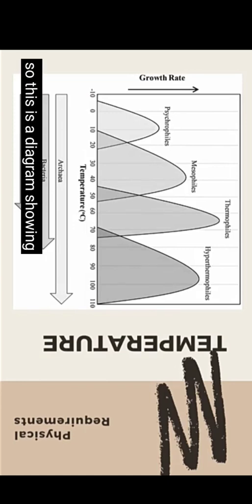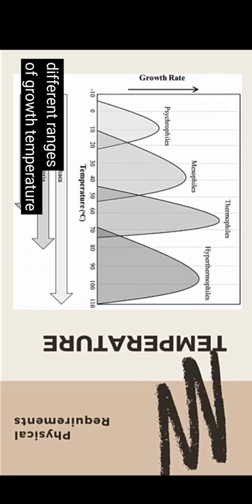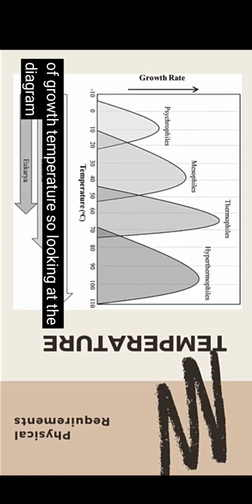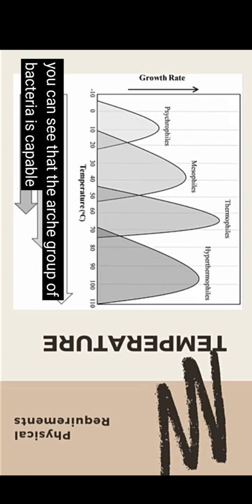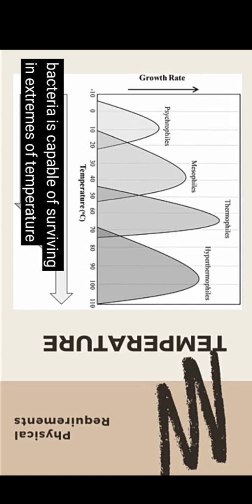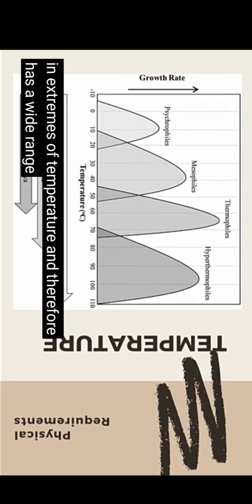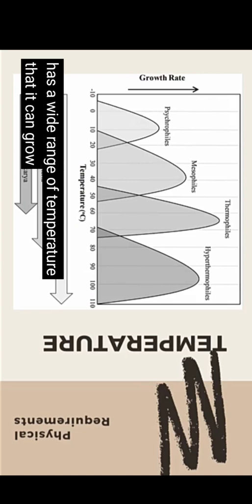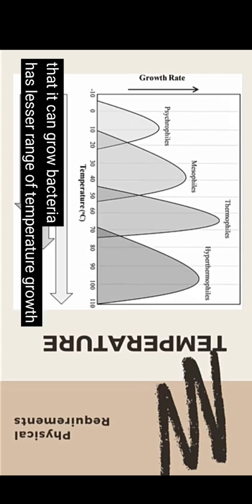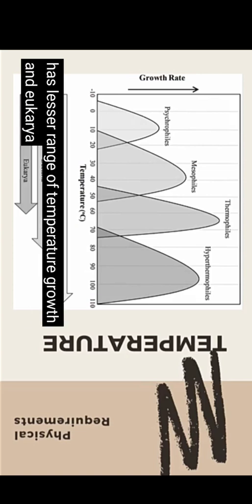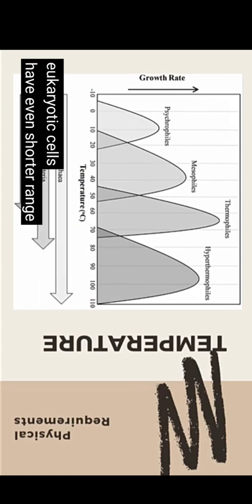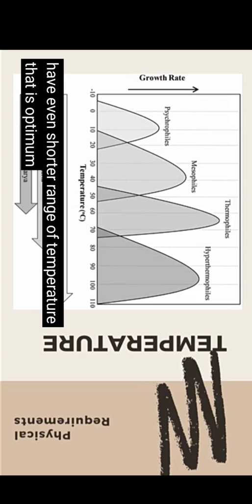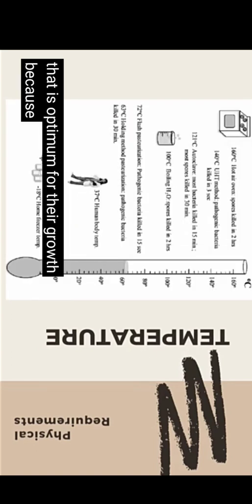So this is a diagram showing the different ranges of growth temperature. Looking at the diagram, you can see that the archaea group of bacteria is capable of surviving in extremes of temperature and therefore has a wide range of temperature in which it can grow. Bacteria have a lesser range of temperature growth, and eukarya, or those that have eukaryotic cells, have an even shorter range of temperature that is optimum for their growth.